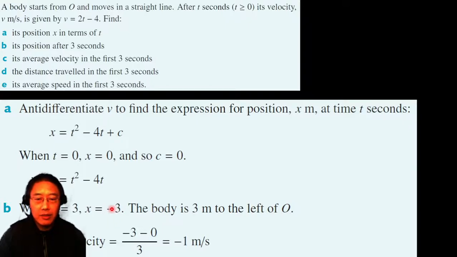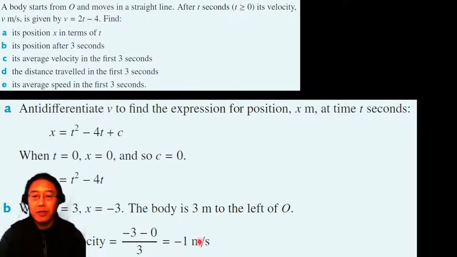The negative tells you that the position is to the left, as you go to positive values when you move to the right. Part C, to find the average velocity, you look at the position when t equals 3, which is -3. You do the difference from t equals 3 to t equals 0, and you divide by the duration, which is 3 seconds, and that'll give you your average velocity.